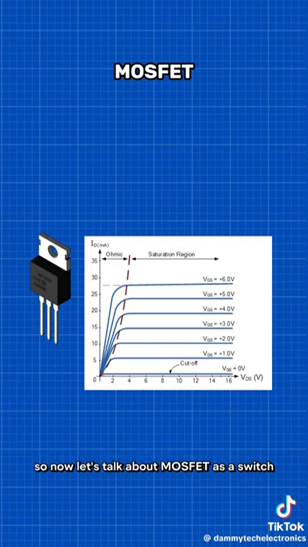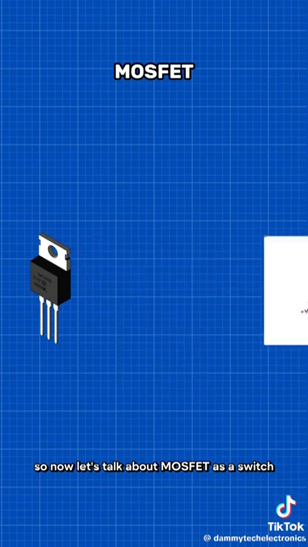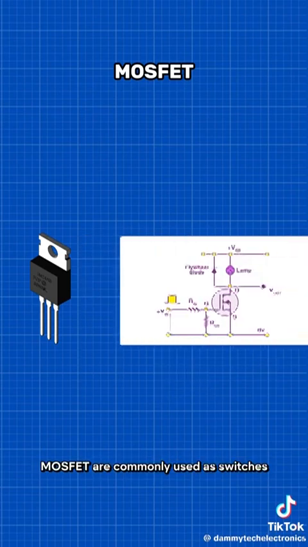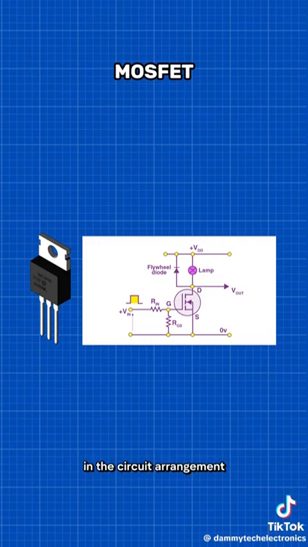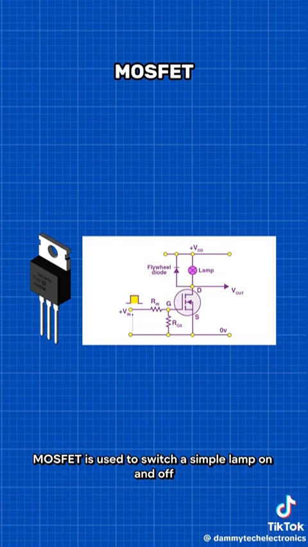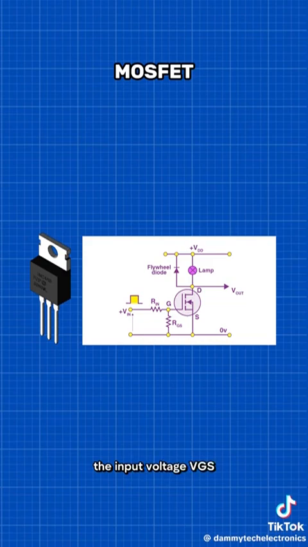So, now let's talk about MOSFET as a switch. MOSFETs are commonly used as switches. This circuit shows the configuration of a MOSFET when it is used as a switch. In the circuit arrangement, an enhancement mode N-channel MOSFET is used to switch a simple lamp on and off. The input voltage VGS is adjusted to an appropriate positive voltage to switch on the device, and the voltage level is set to a negative value or 0 to turn it off.